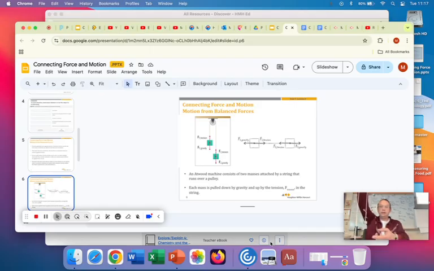If I pull one, the gravity of this mass is pulling down, and it's equal to the tension on the string. And then both masses are experiencing the same force vectors, so it's equal. If I add force to either side, of course, it causes that motion to happen. So each mass is pulled down by gravity and up by the tension in the string.